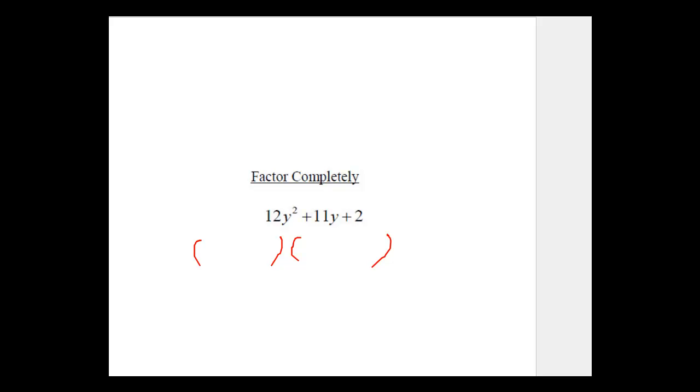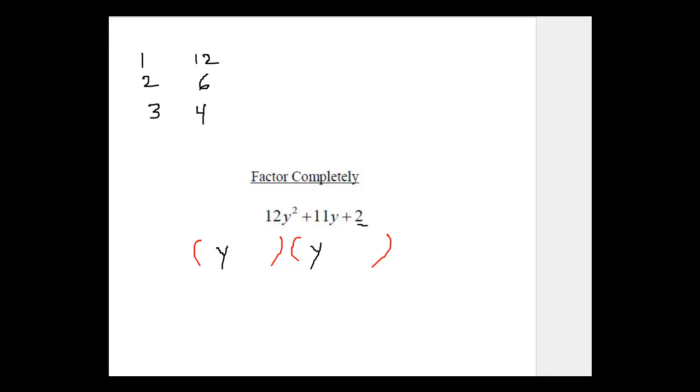Okay. Let's look at the first term here. You have 12y squared. Obviously for y, that should be easy. We put y and y here. For 12, what are the possibilities for 12, Sunny? 1 and 12, and next one, 2 and 6. How about 3 and 4? So we have either 1 and 12, 2 and 6, 3 and 4.